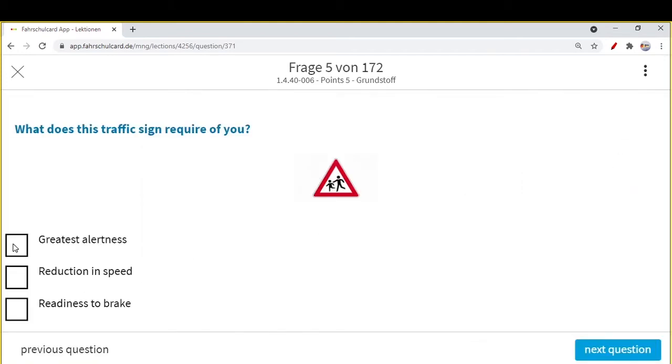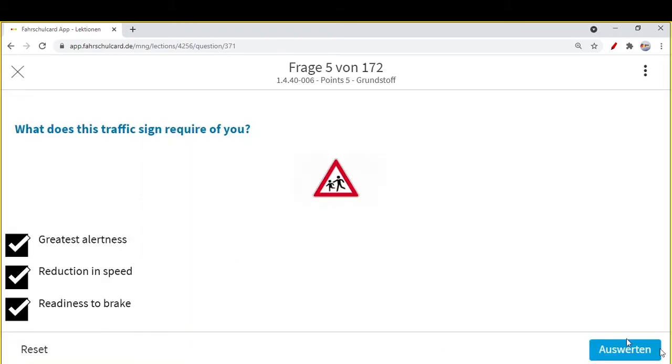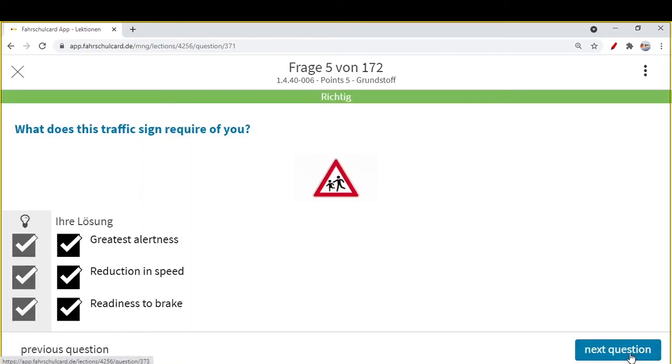So you need to create alertness, reduce your speed, and be ready to brake. You should be ready to brake because you could need an emergency braking in this case, because a kid or playing people can suddenly appear on the road. So all three options are correct.